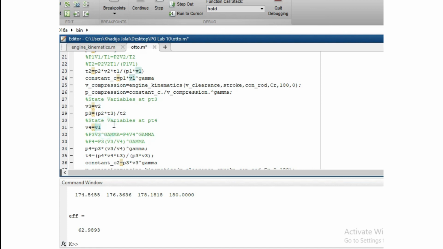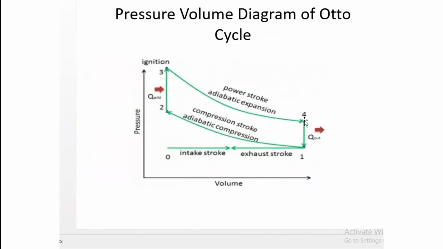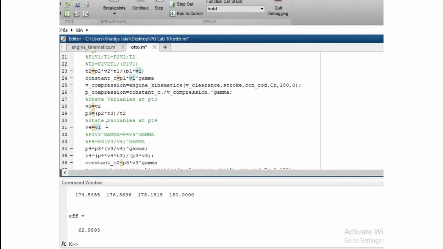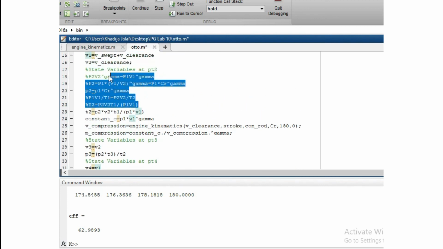Now in order to find the state variables at state 4, first we will find the volume. So again coming towards our PV diagram, you can see here that the volume at state 4 is equal to the volume at state 1. The volume at state 1 was already calculated in MATLAB, so we will write V4 is equal to V1. We will again use the same relationship for the entropy, that P3 V3 power gamma is equal to P4 V4 power gamma, that was already discussed here in case of state 1 to 2.